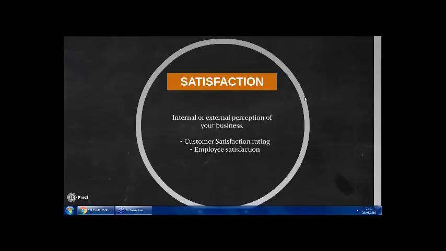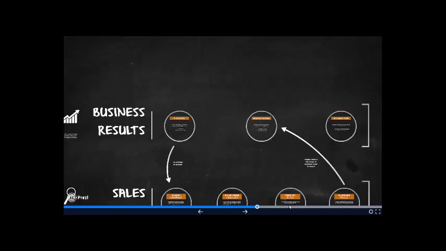So there were 3 of these, and one of the ones which Jason looked at was satisfaction, which is essentially the internal or external perception of your business. So your customer satisfaction rating would be a great way of examining this. Employee satisfaction through a survey is also another good way.